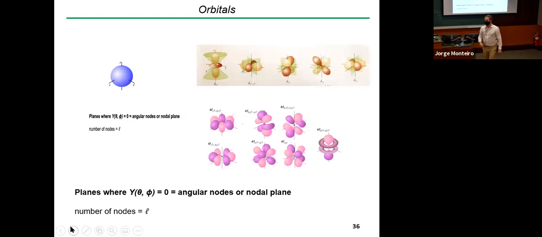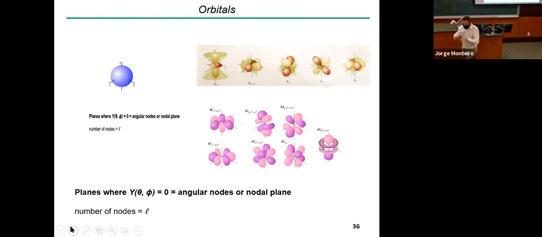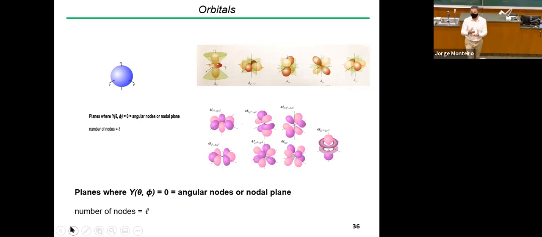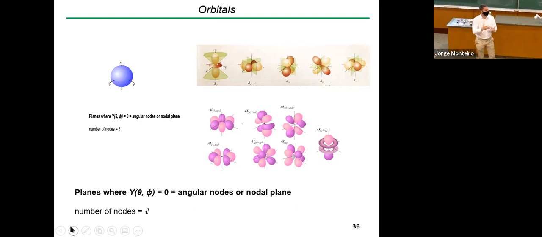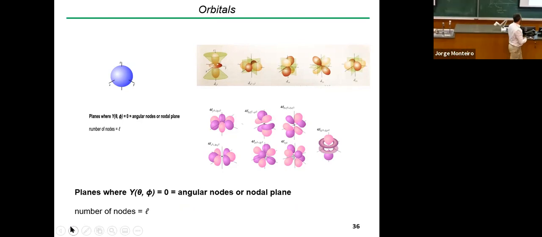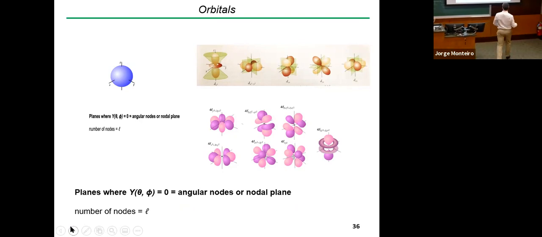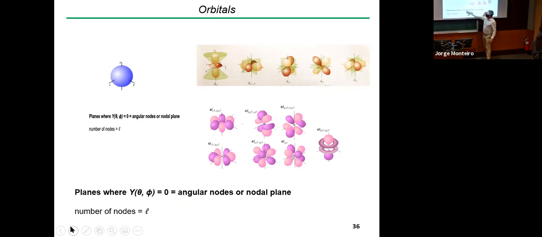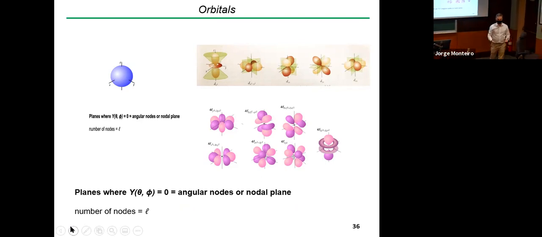So when we have a drawing of the orbital and we identify points where the probability is 0, we have what's called angular nodes or nodal planes.